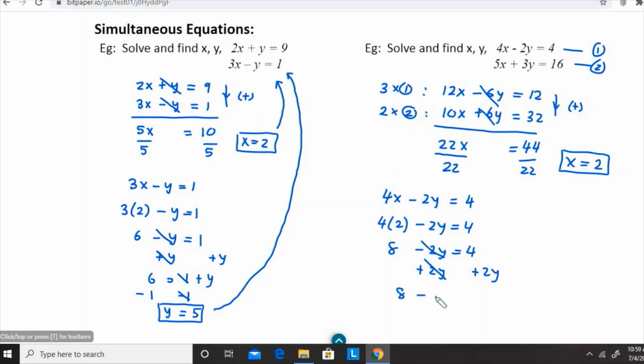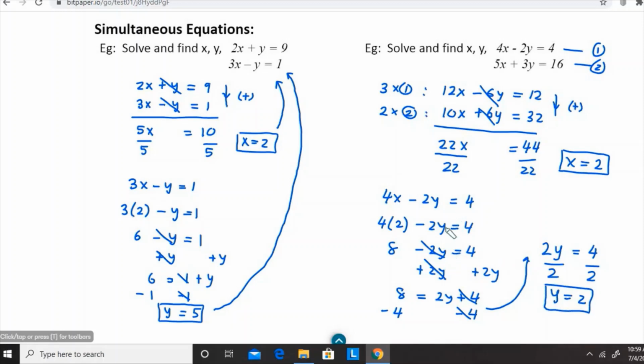I have 8 equals 2y plus 4, and then I'll subtract 4 from this side, so I have to do it on the other side as well. So then these two will cancel out. Then further simplifying the equation as 2y equals 4, divide everything by 2, and I get y equals 2. Okay, so you get x equals 2 and y equals 2.